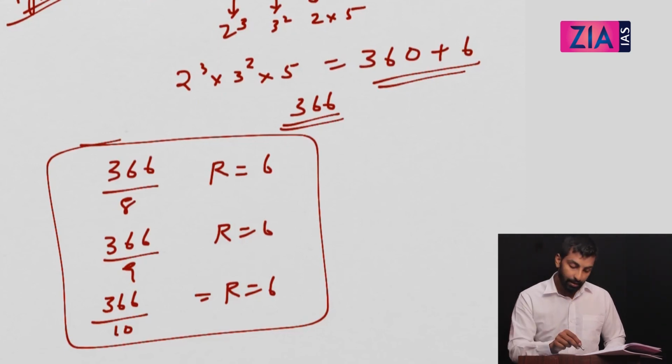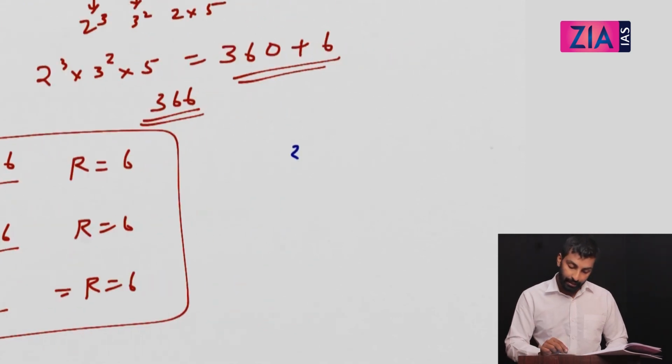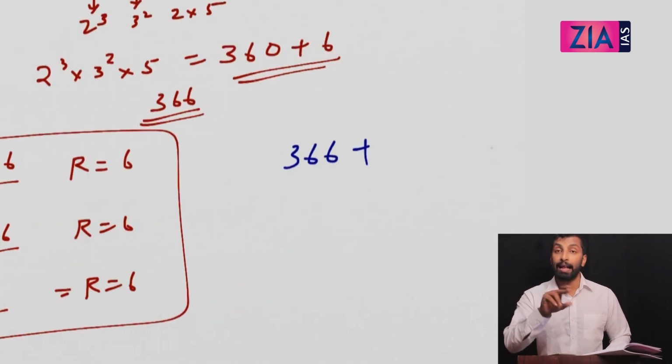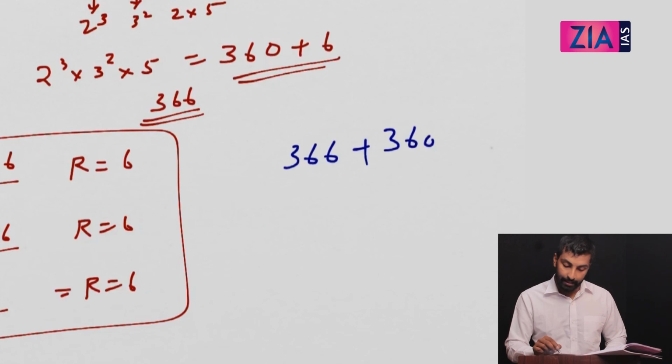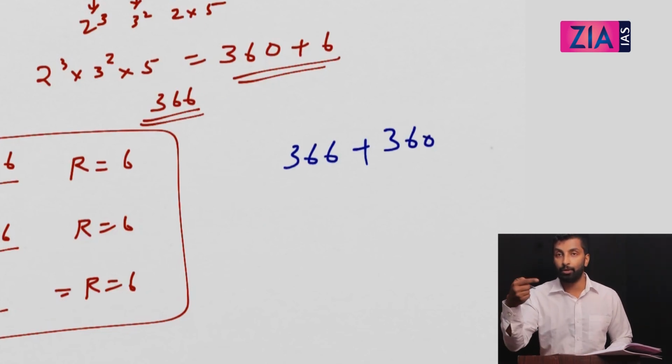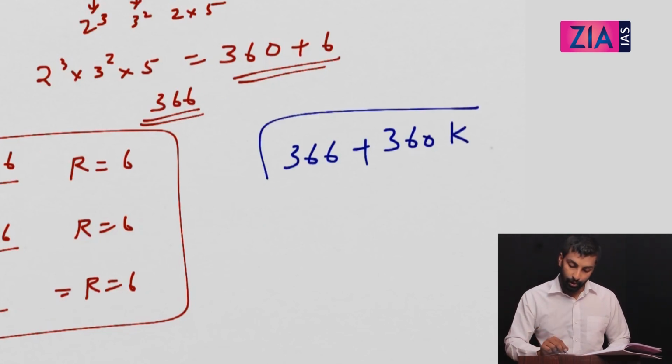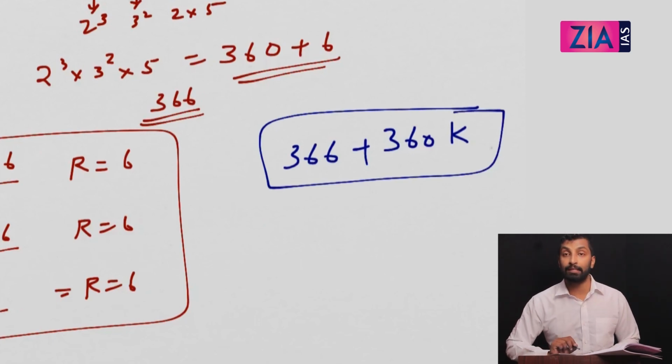What is the next number? This concept also we have discussed. 366 plus LCM of divisors, that is 360. Then keep on adding 360, you get the next numbers in the series, right? So you will get an AP with a common difference 360.